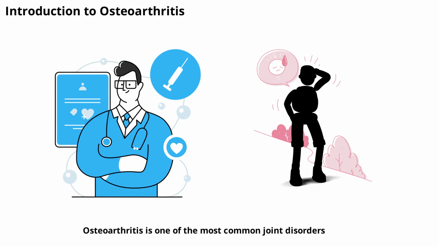Osteoarthritis is one of the most common joint disorders, affecting millions of people worldwide. It's often referred to as the wear and tear arthritis, but its development is more complex than simple usage over time. In this video, we'll explore how osteoarthritis develops, what happens inside the joints, and how its progression can impact daily life. Understanding the stages of osteoarthritis can help individuals recognize early signs and seek timely intervention. Let's begin by looking at what osteoarthritis actually is and why it matters.